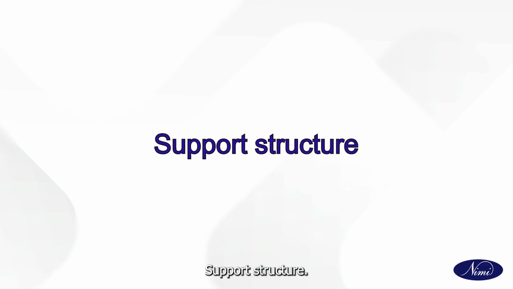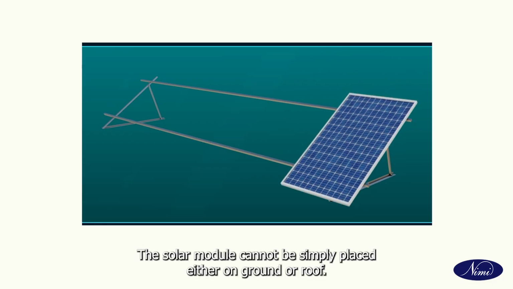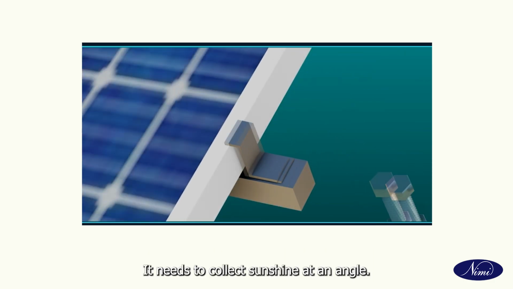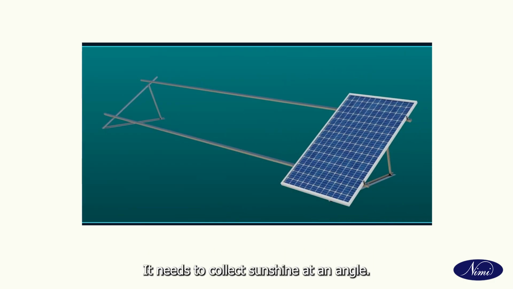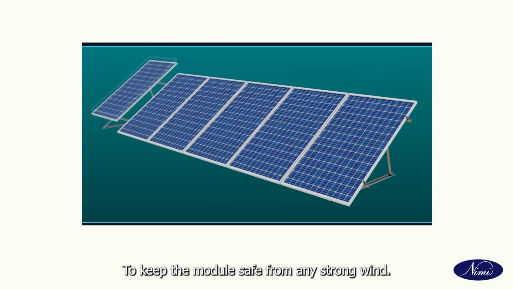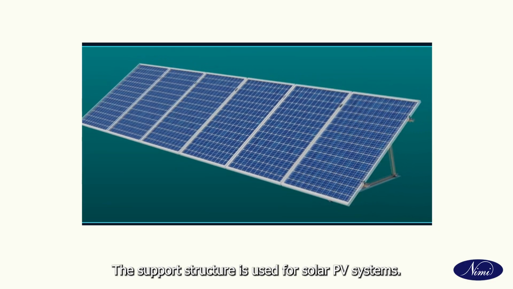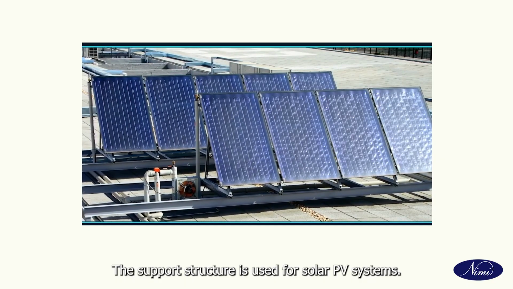Support structure. The solar module cannot be simply placed either on the ground or roof. It needs to collect sunshine at an angle. To keep the module safe from any strong wind, the support structure is used for solar PV systems.